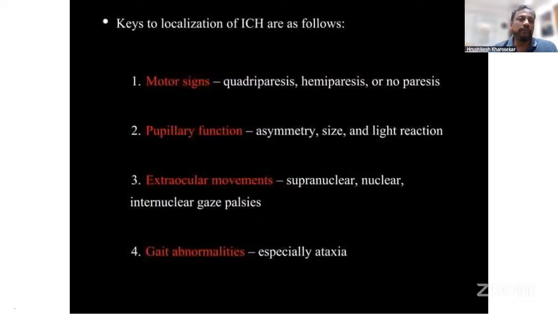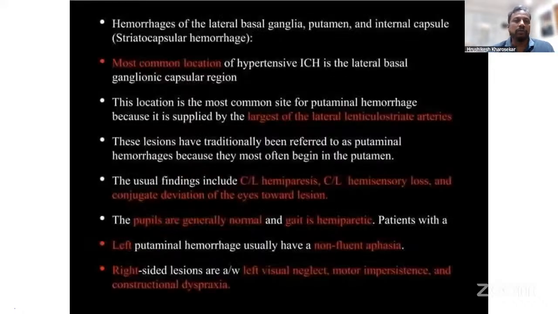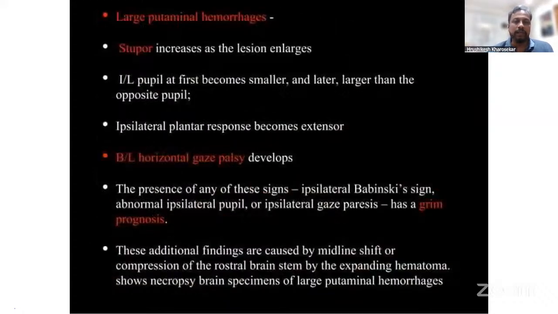So the key points for localization of the bleed are motor signs, pupillary function, extraocular movements, and gait anomalies. Depending on the location, there can be various presentations, like bleeds in the lateral basal ganglia, putamen, and internal capsule, which are most common, usually due to rupture of the lateral lenticulostriate arteries. These patients usually present with contralateral hemiparesis, contralateral hemisensory loss, and conjugate deviation of eyes. The pupils are usually normal in size and gait is hemiparetic.